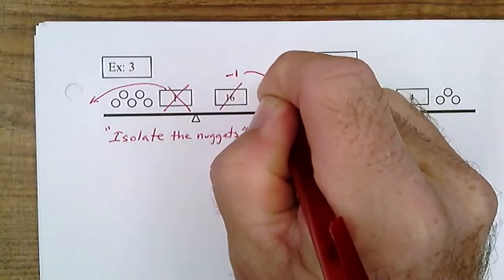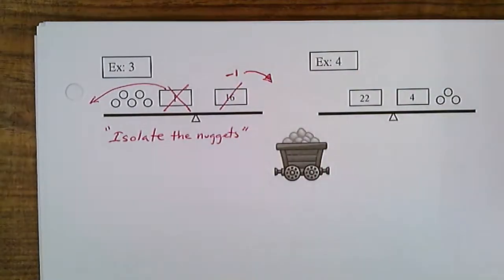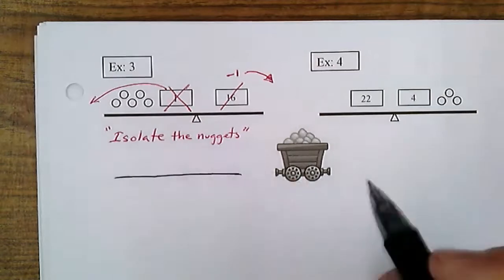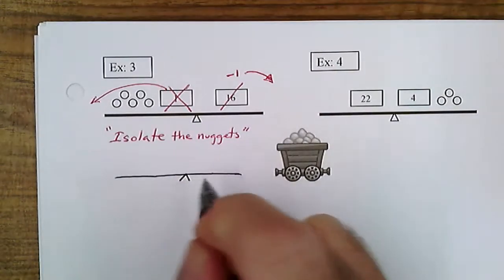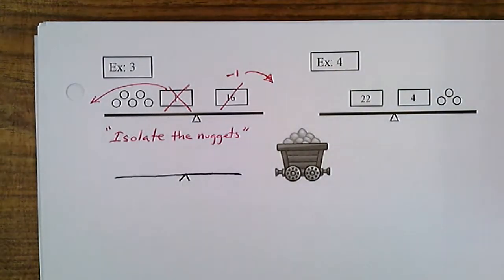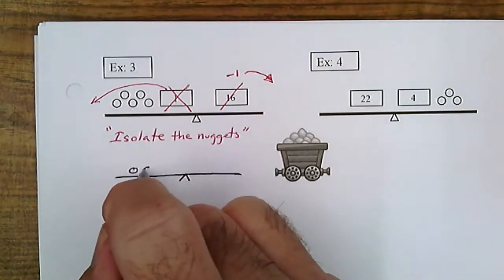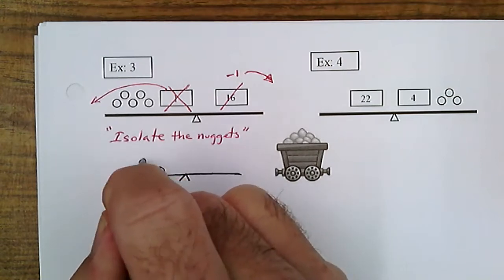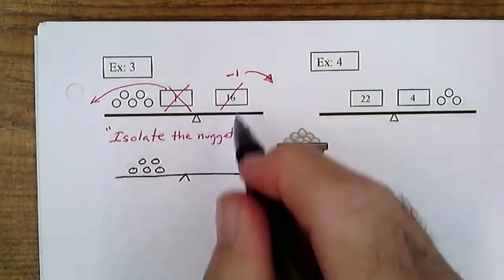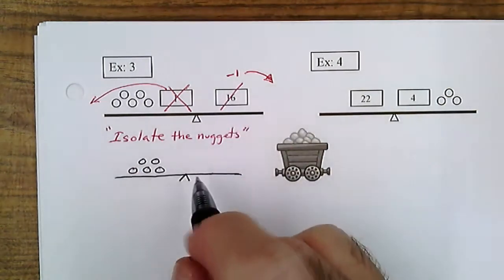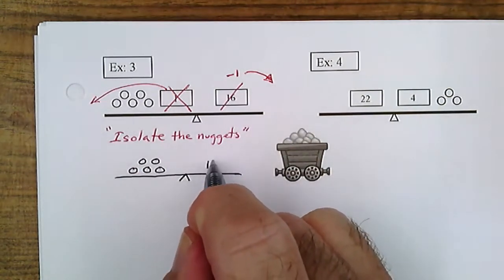Okay. Now this is a little messy. So now I'm going to redraw this. So real simple. I'm just going to redraw. There's my, it's called a fulcrum right there. And now how many gold nuggets do we have? We still have 5 gold nuggets. So 1, 2, 3, 4, 5. And then over here, now instead of 16, it's now 15.